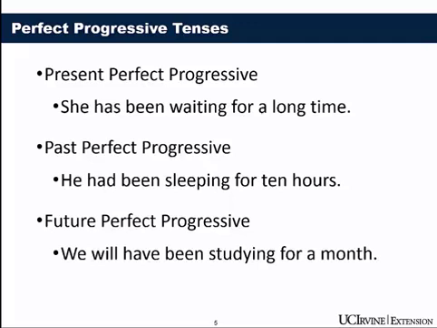Past perfect progressive is made with a past tense of have, so we have had again, then a past participle of the be verb been, and an ing. Future perfect progressive emphasizes a continuous action in the future that lasts continuously. We will have been studying for a month. Has a similar meaning with the future perfect we will have studied for a month, but because it's perfect and progressive, we're emphasizing the continuous action for some period of time.